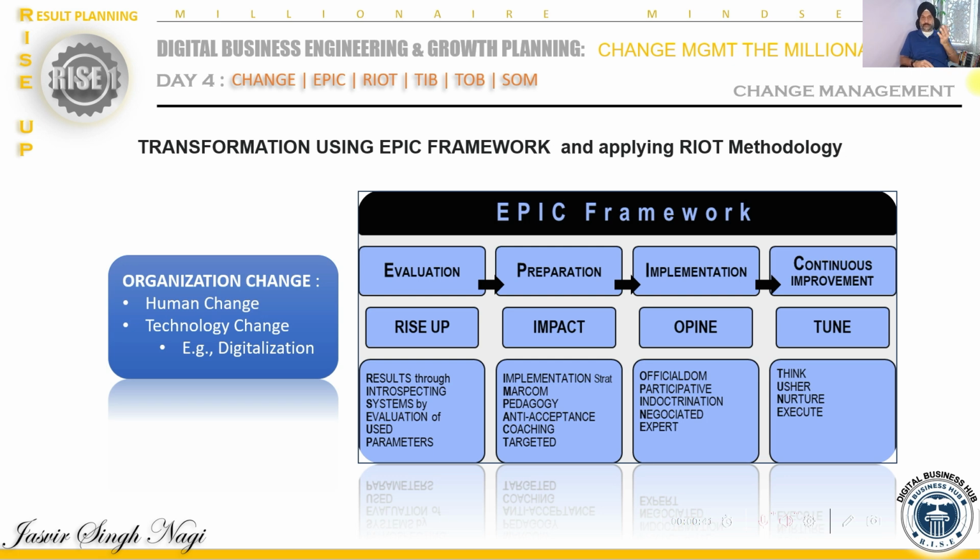An organization change, for the people who would not know, is a combination of human changes as well as technology changes in an organization, right? This would mean that there are processes which are changing. The reason for that could be a larger strategy change, or they could be changing the business model they're working on, just to be better off than the competition. So once that is happening, the EPIC framework typically helps them to do this.